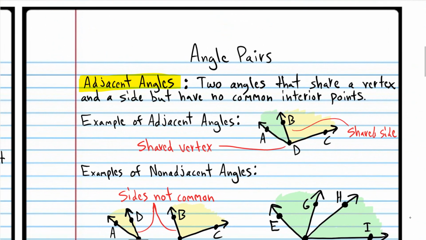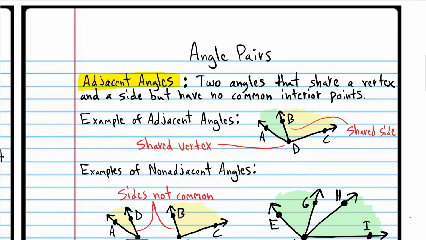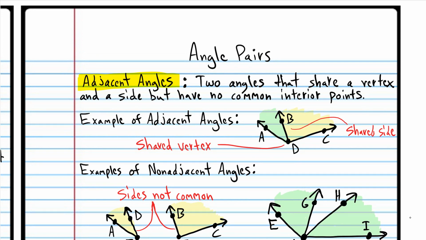Okay, now we're going to talk about some special angle pairs. That means two angles grouped together. We're going to group two angles and classify them. Adjacent angles are angles that share a vertex. In this case, D is the common vertex. We have the yellow angle and the green angle, and they share D. That's a common vertex.